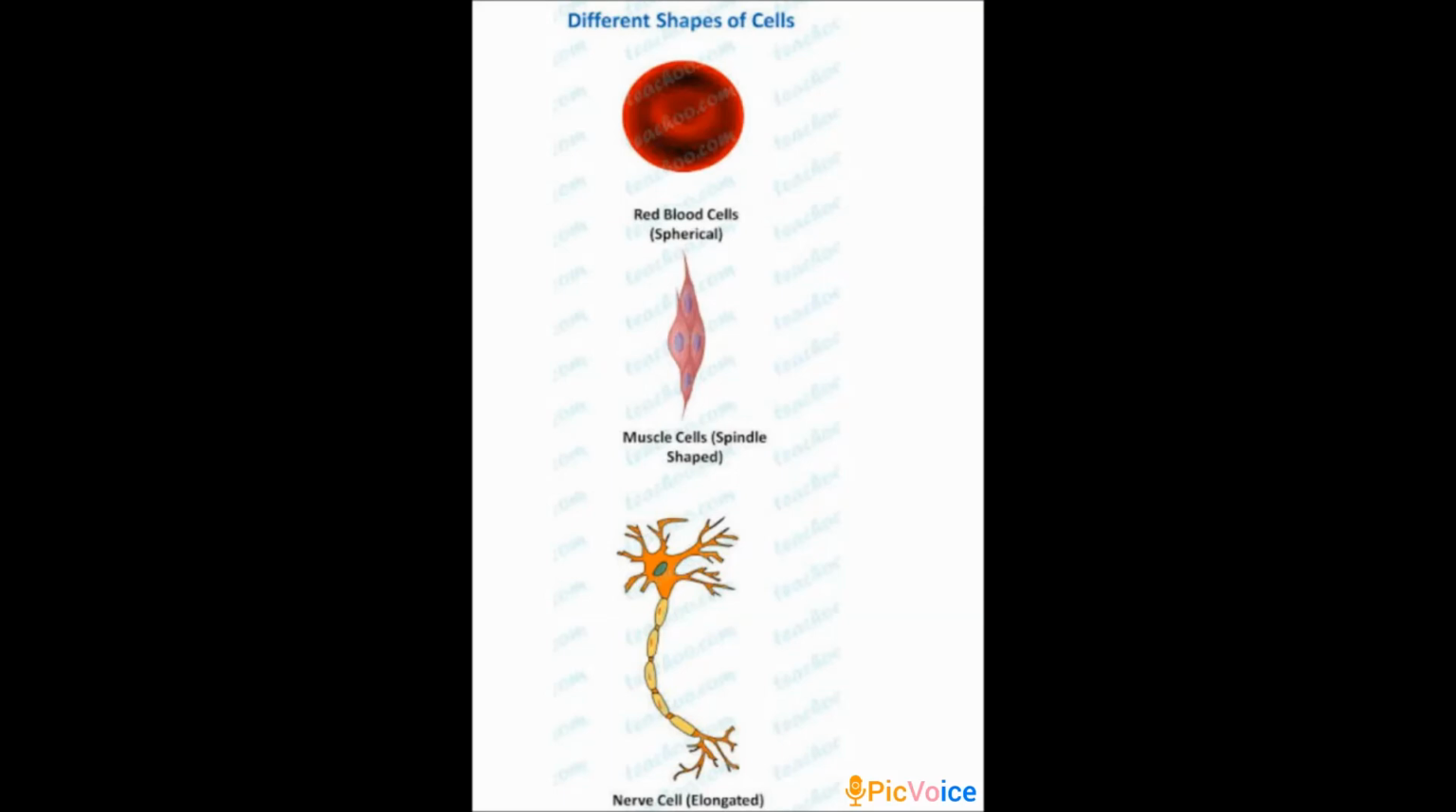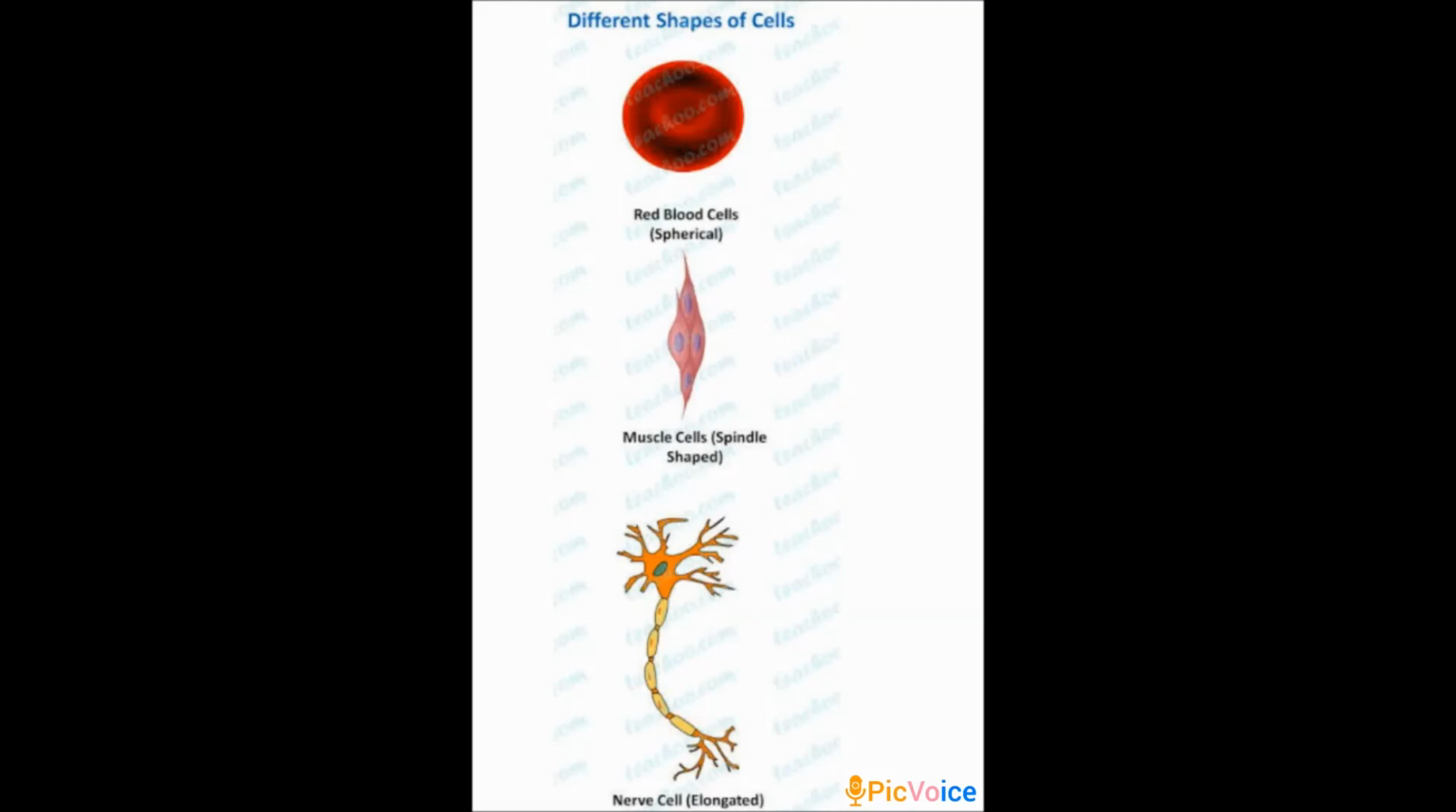Some cells are long and pointed at both the ends. Such types of cells are called spindle shaped cells. Here our muscle cells, we all have muscles, so these muscle cells are spindle in shape.